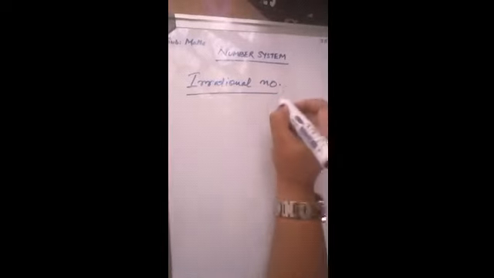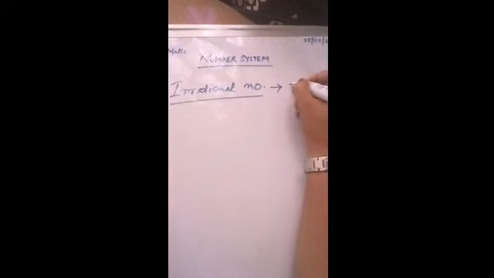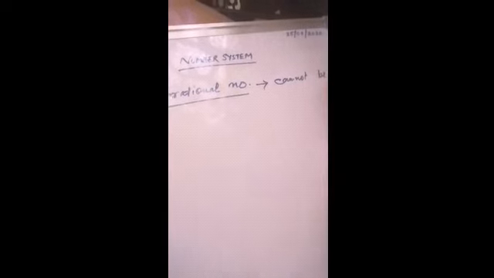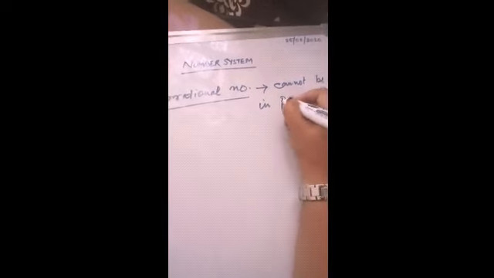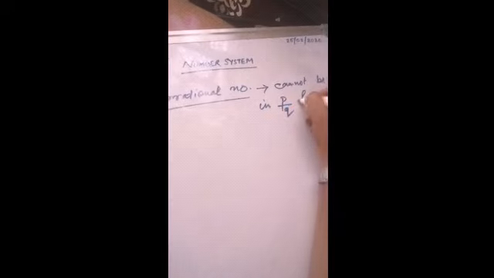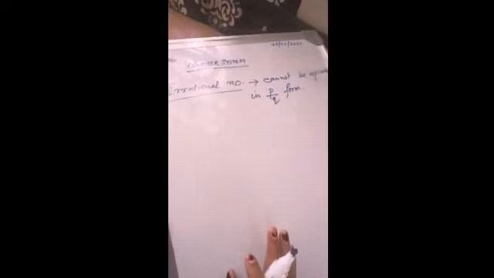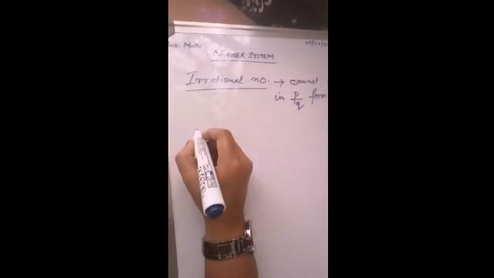Now what are irrational numbers? Numbers which cannot be expressed in P by Q form. It's just the opposite of a rational number, that is, it cannot be expressed in P by Q form. Now what are these numbers like?